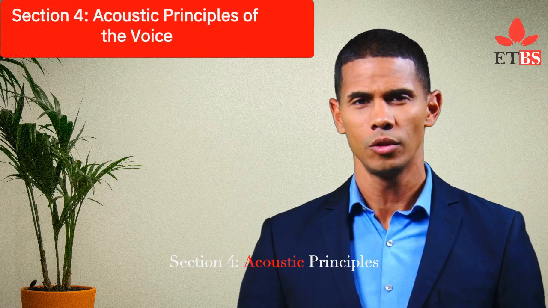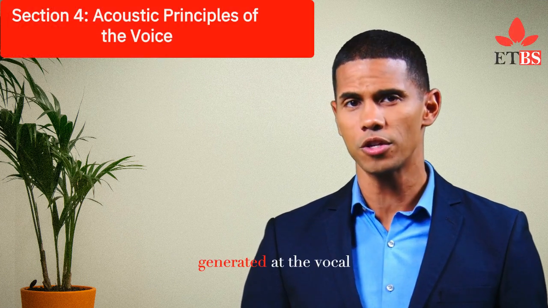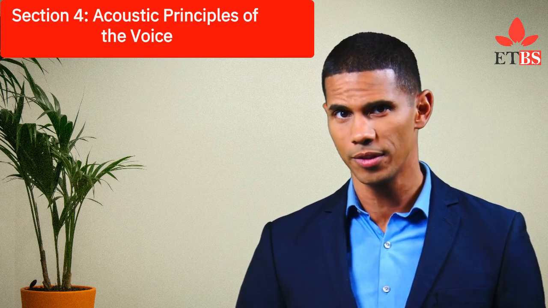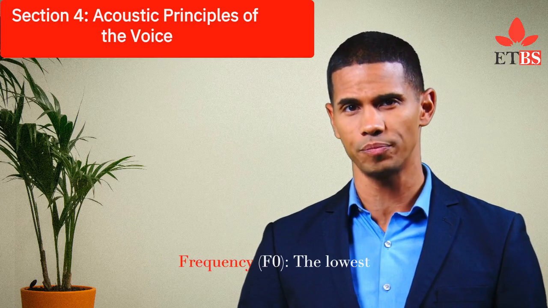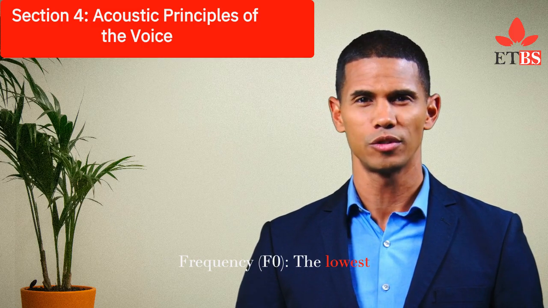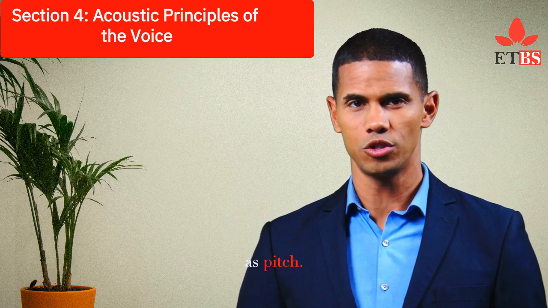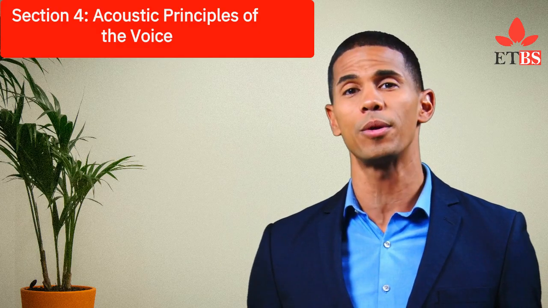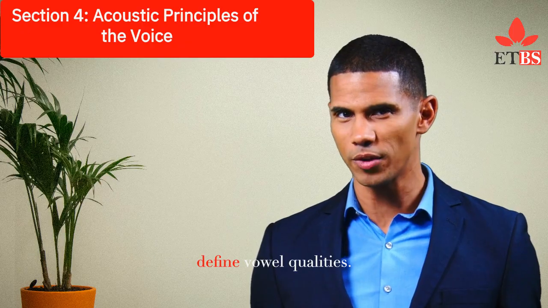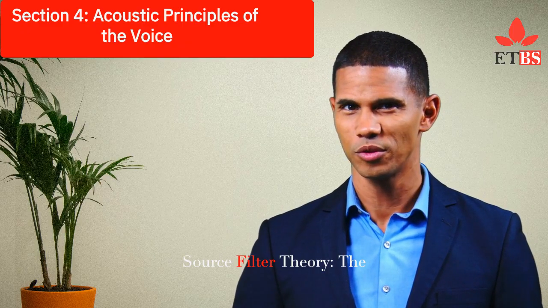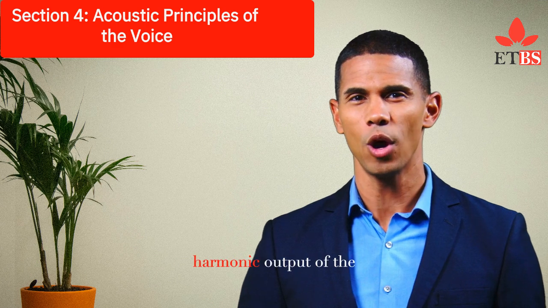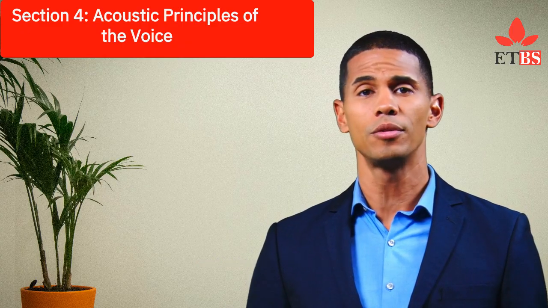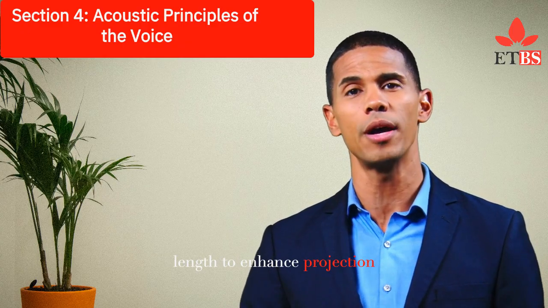Section 4. Acoustic principles of the voice. Sound generated at the vocal folds is shaped by the vocal tract, which acts as an acoustic filter. Key concepts include fundamental frequency, F0, the lowest frequency of vibration, perceived as pitch. Harmonics, multiples of the F0, create vocal richness. Formants, resonant frequencies that define vowel qualities. Source filter theory. The vocal tract shapes the harmonic output of the laryngeal source. This knowledge allows singers and speakers to adjust vowel shapes and tract length to enhance projection and tone.